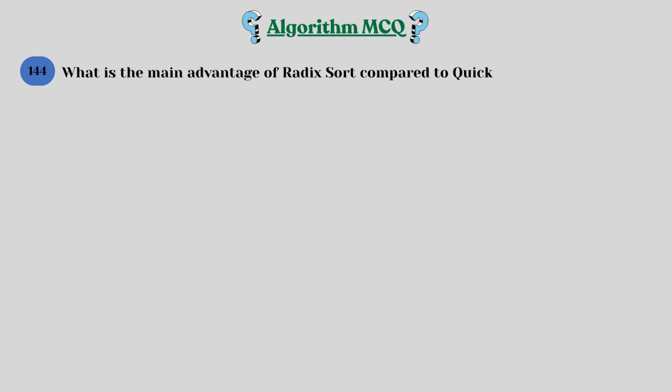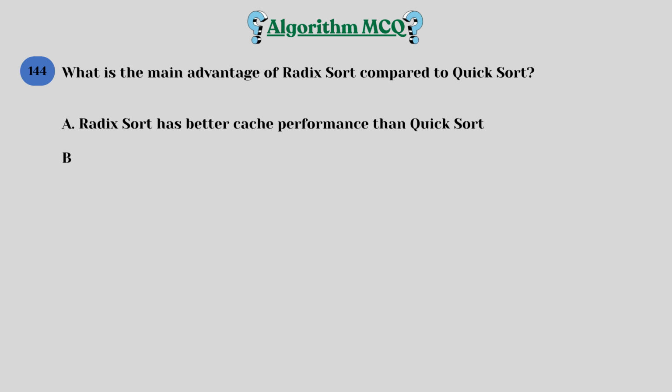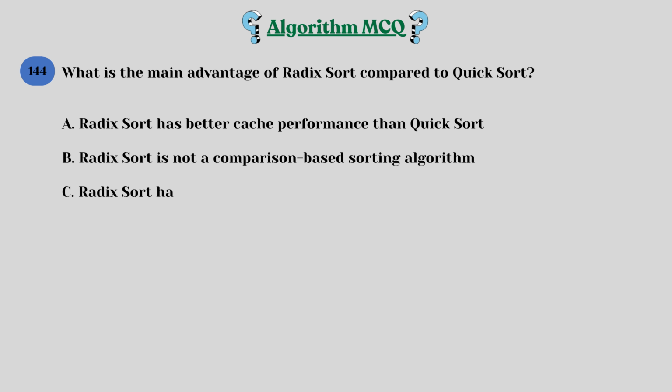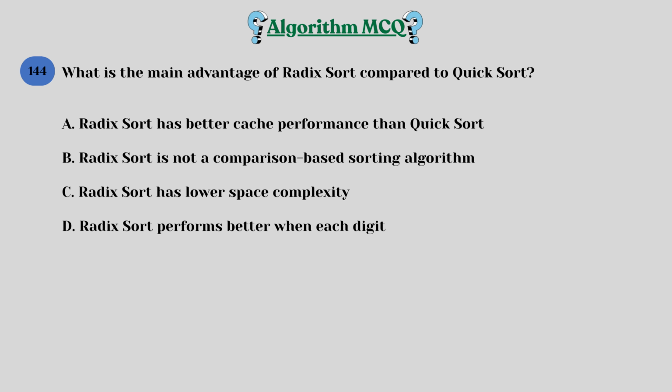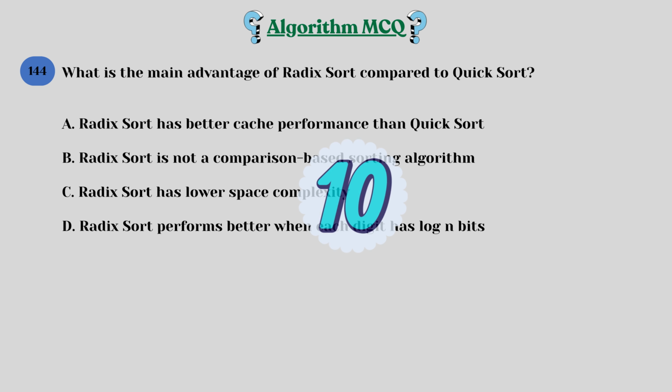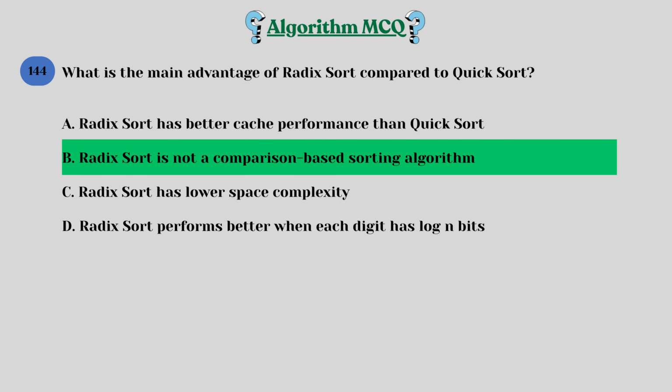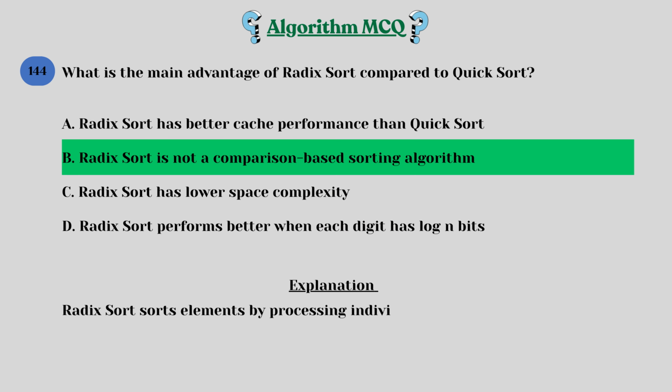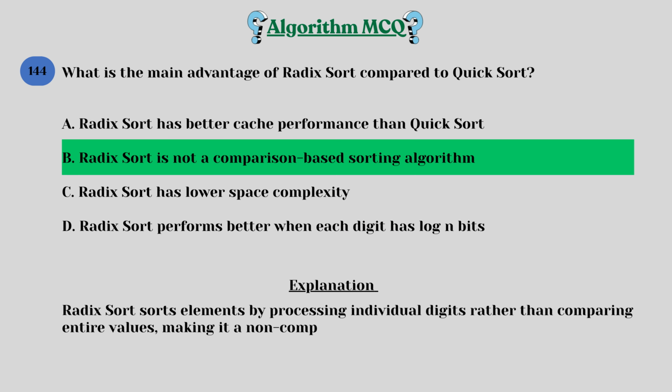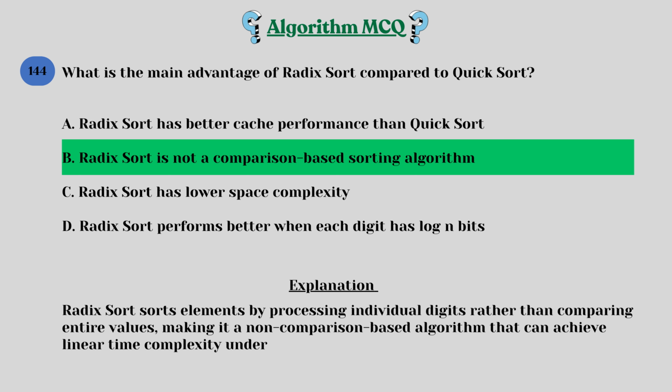What is the main advantage of radix sort compared to quicksort? Correct answer: radix sort is not a comparison-based sorting algorithm. Explanation: radix sort sorts elements by processing individual digits rather than comparing entire values, making it a non-comparison based algorithm that can achieve linear time complexity under suitable conditions.